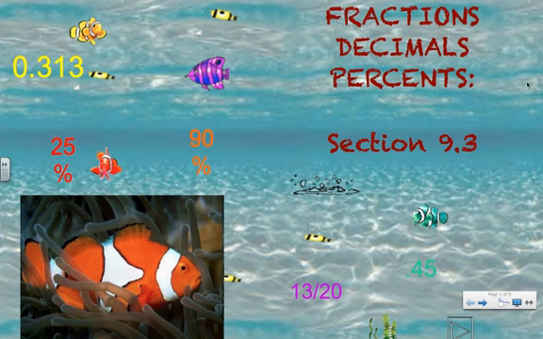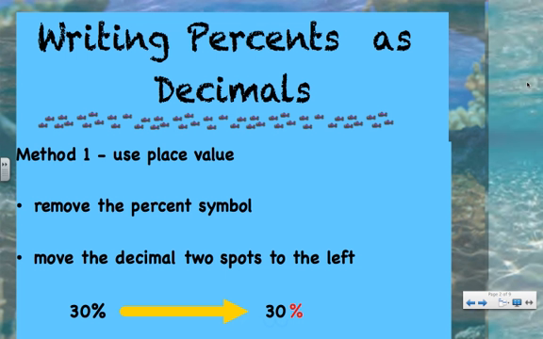Hoping this video will be a little quicker than the last one since it is a little bit more straightforward. The first example we're going to go over is writing a percent as a decimal. There are actually two methods. I will tell you offhand that I think this very first one is probably the easiest, but you have done the other one as well.